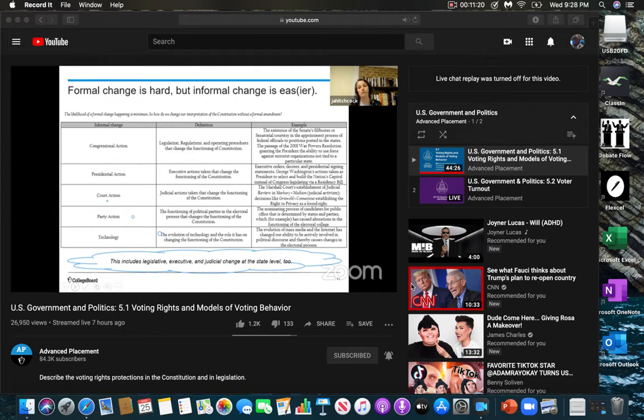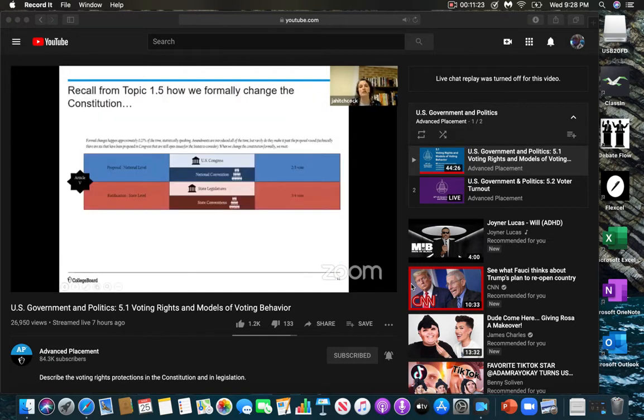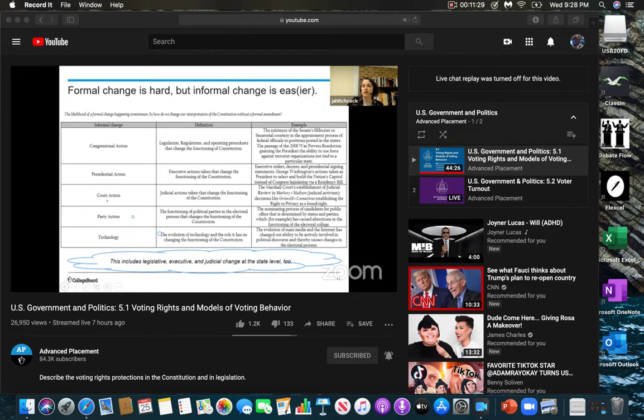If we ask about formal changes, I'm going to flip back here for a second, we're talking about a constitutional amendment. However, that happens very rarely, as we know, and so that means that we have to look at informal changes. And here are some of the ways in which those informal changes can happen. It can happen through action by the legislative branch, action by the president or the governor. It can happen through court action, through party action, through technology. And depending on what book you read, there are a couple other ways that it's often presented. But long story short, informal is much easier.